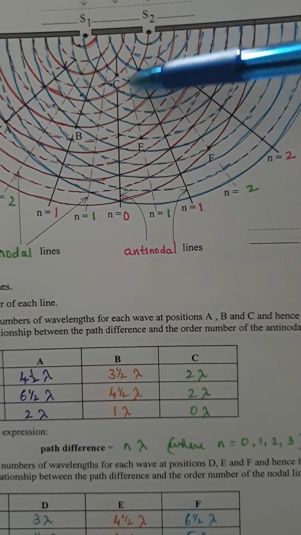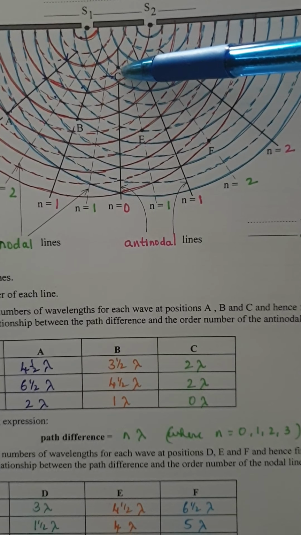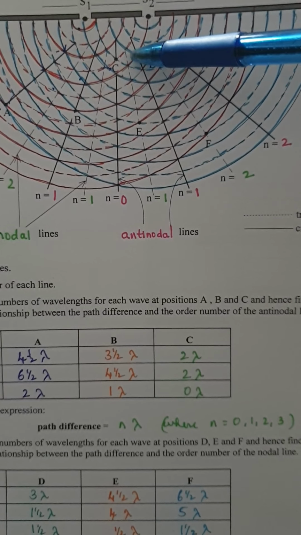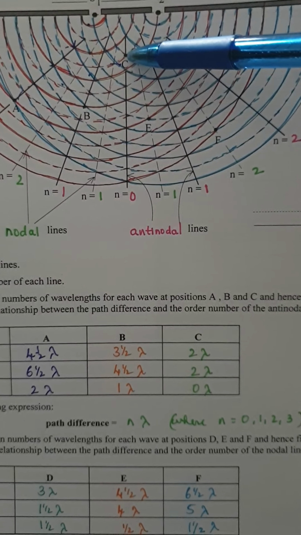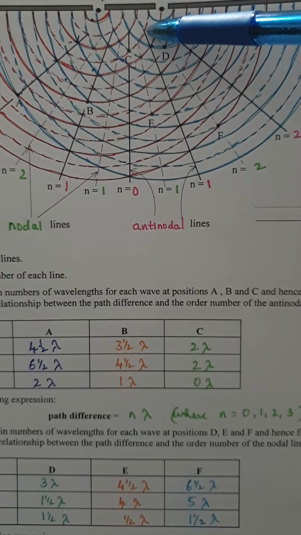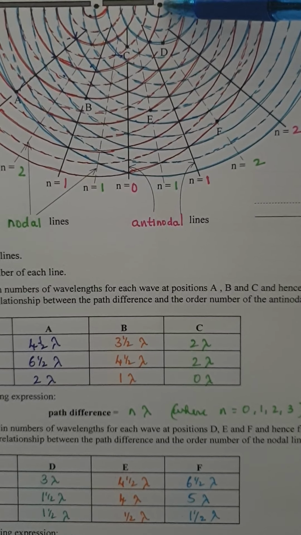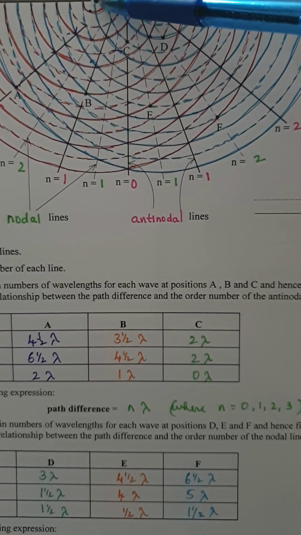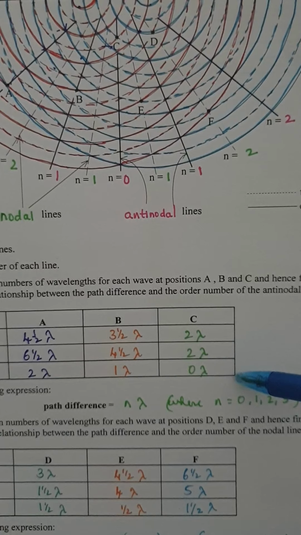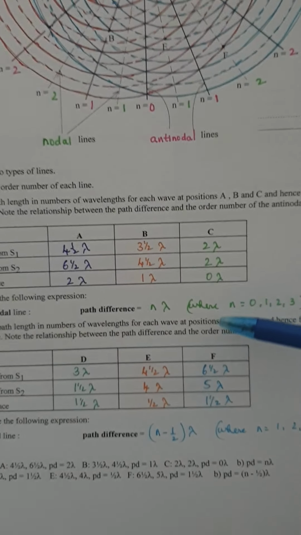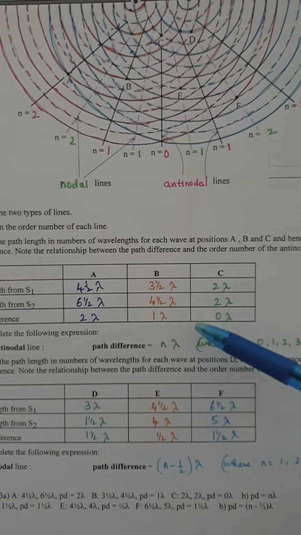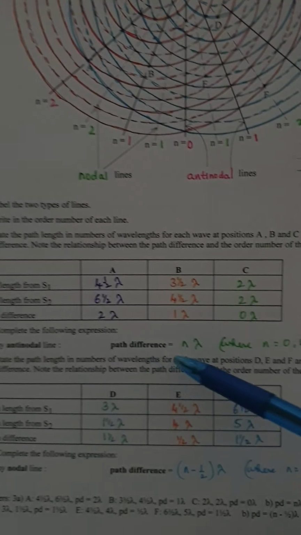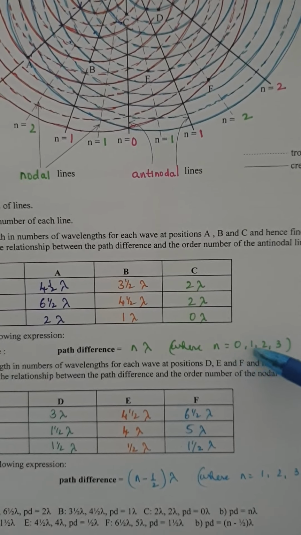Similarly for C, which is over here in the center, this is where 2 troughs are meeting. That's also an antinodal point; it could be 2 crests or 2 troughs. Looking at the blue, you've got 2 wavelengths from S2, and looking at the red, 1, 2 wavelengths from S1. So 2 minus 2, you get 0 wavelengths. The path difference in terms of the order number and wavelengths is n lambda for an antinodal line, where n can stand for 0, 1, 2, 3.